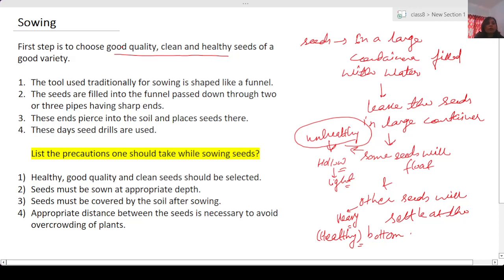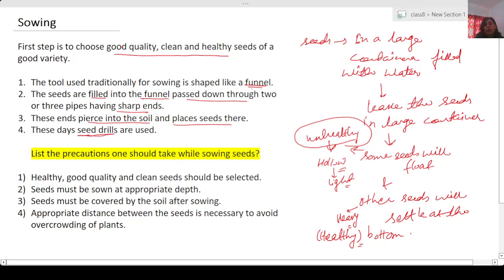The tool which is used for sowing is a funnel shaped tool, as I have shown you in the picture in the previous slide. They are generally called seed drills nowadays. Earlier there was a simple funnel, and from this funnel a lot of pipes usually go down into the soil. The seeds are filled into the funnel and passed down through two or three pipes having sharp ends. These ends pierce into the soil and place seeds there. These days seed drills are used.